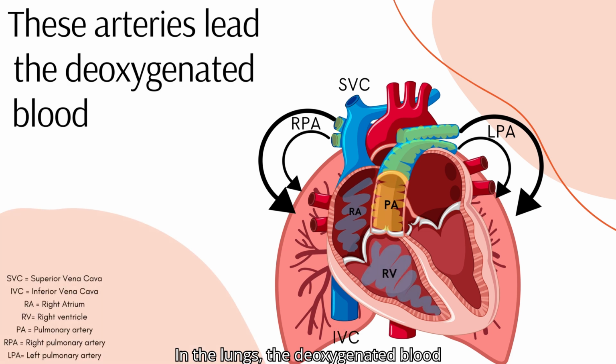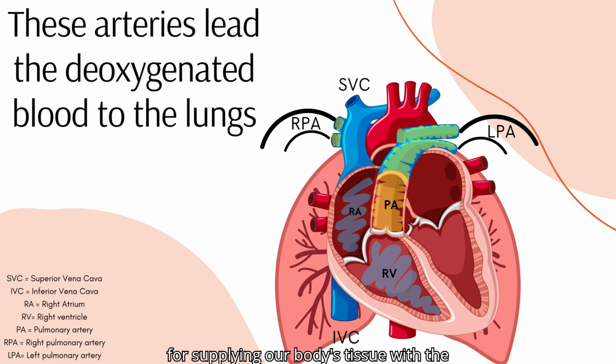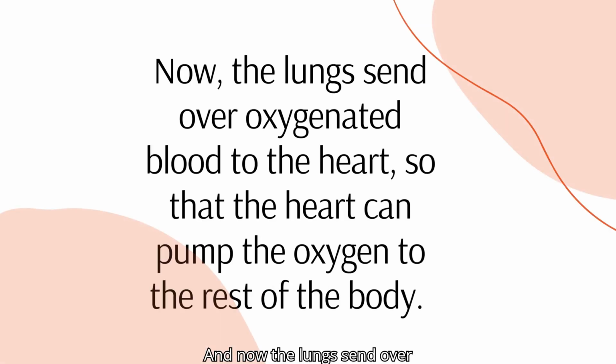In the lungs, the deoxygenated blood picks up oxygen and releases carbon dioxide. This process of gas exchange transforms the deoxygenated blood into oxygenated blood, which is essential for supplying our body's tissues with the oxygen that they need. And now the lungs send over oxygenated blood to the heart so that the heart can pump the oxygen to the rest of the body.